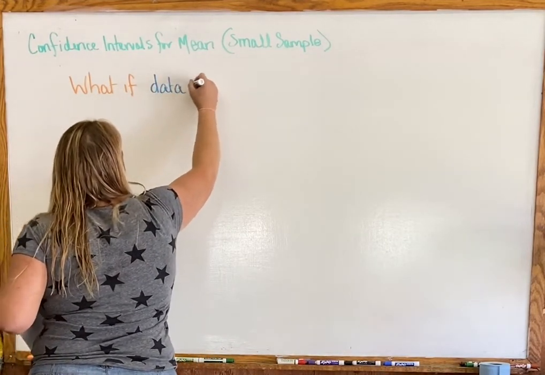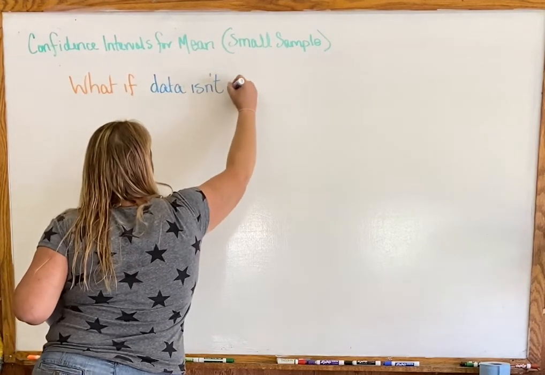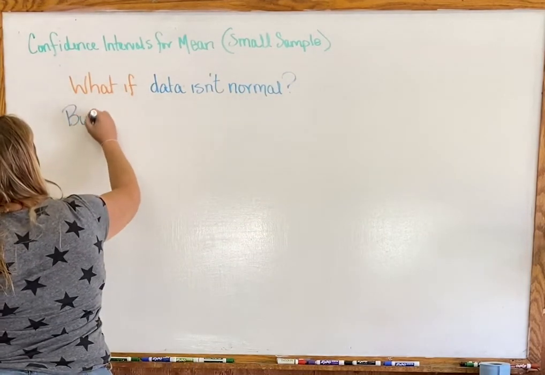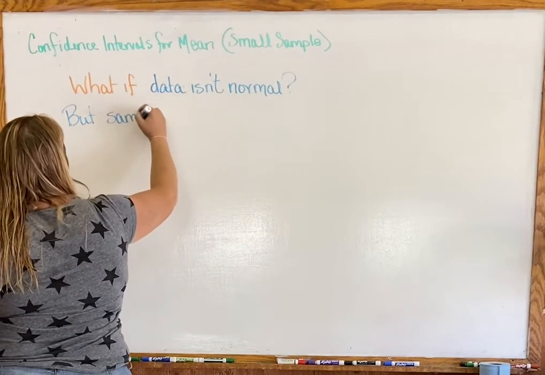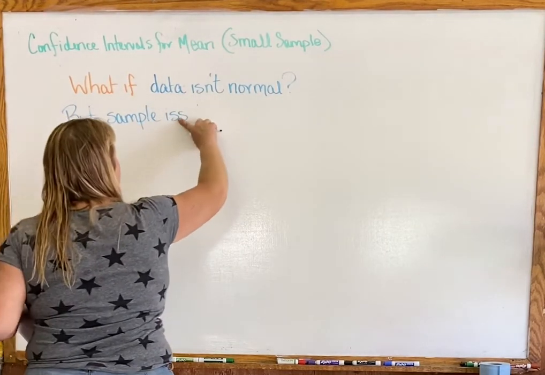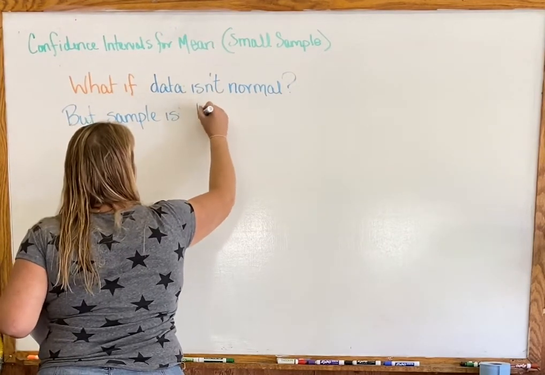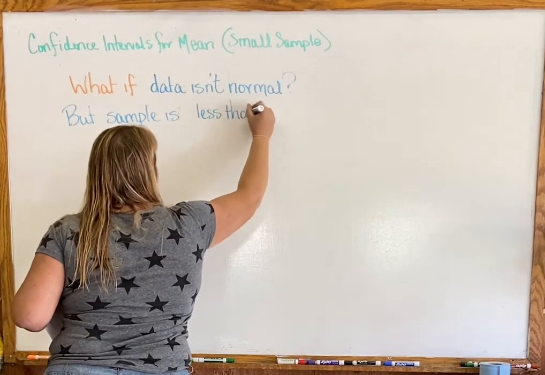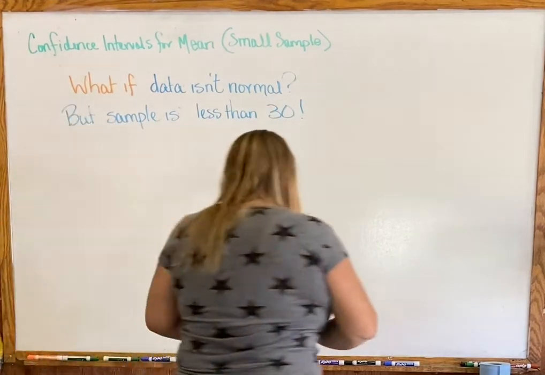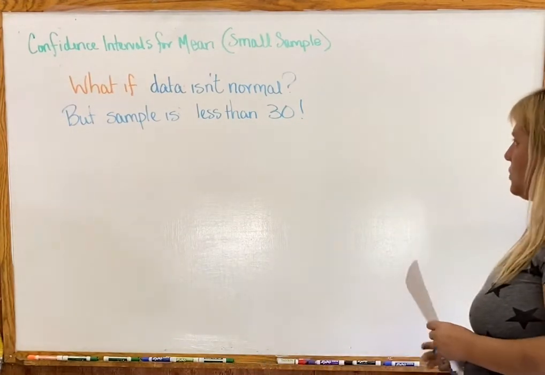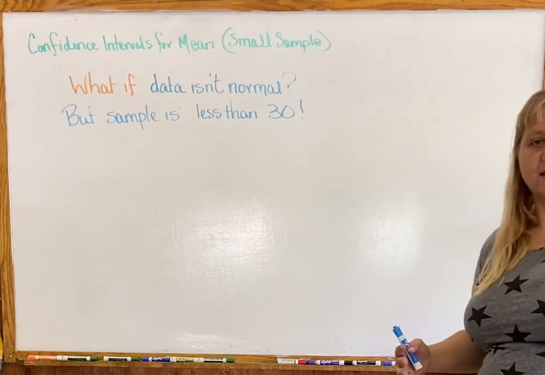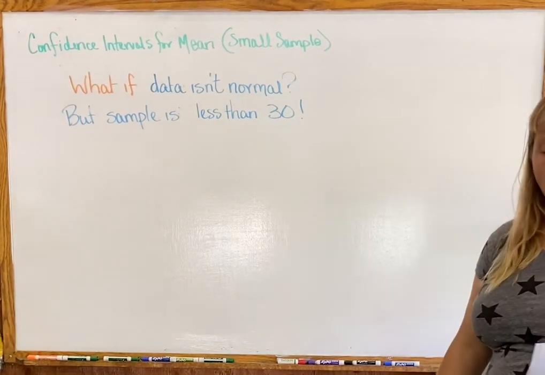Data isn't normal, but the sample, not snakes, is less than 30. So if we're in this situation, what if the data isn't normal, but the sample is less than 30? We can't assume normal, we can't use the central limit theorem.